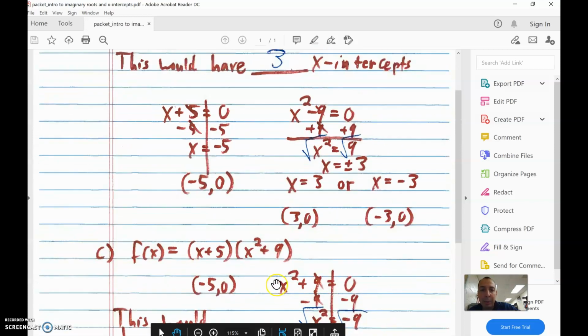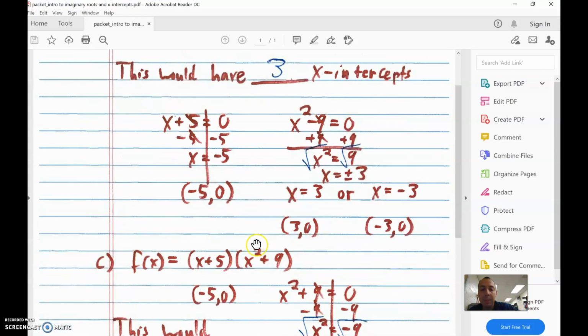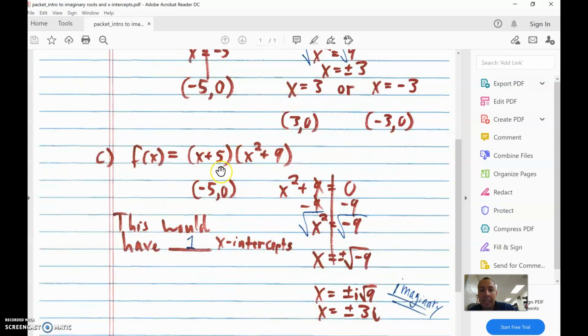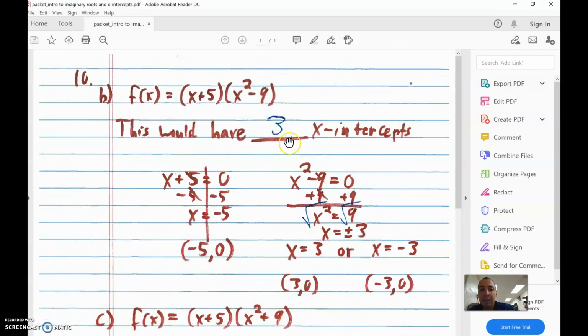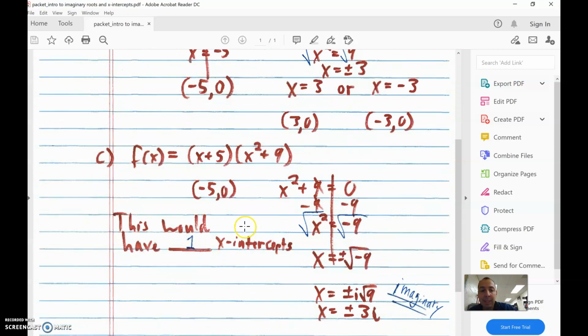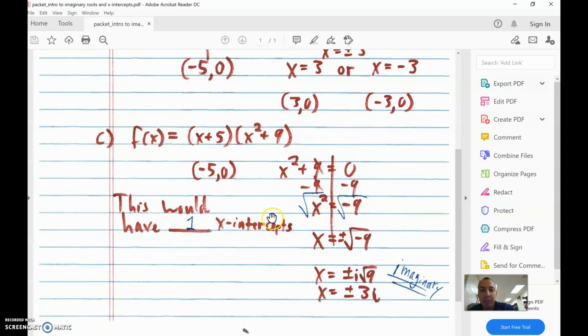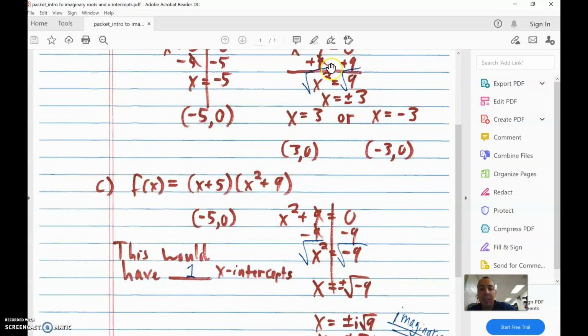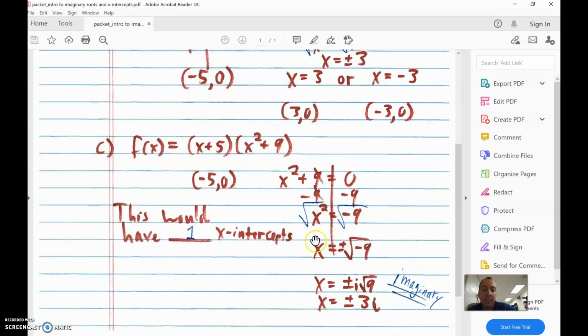Alternatively, you could have graphed both of these in Desmos, and that would have been another way to figure out, okay, how many x-intercepts are there? And you would see this only crosses at -5, while this other one crosses at 3, -3, and -5. So I just wanted to talk a little bit about those two problems because they're almost identical except for this -9 and this +9, but you can see the end result gives us much different answers in terms of the number of x-intercepts.